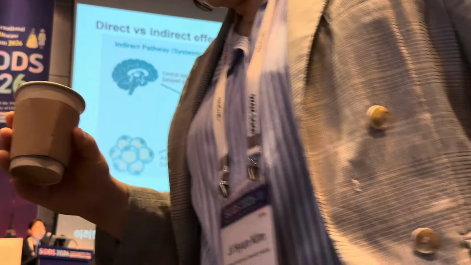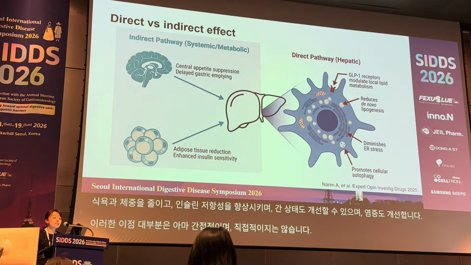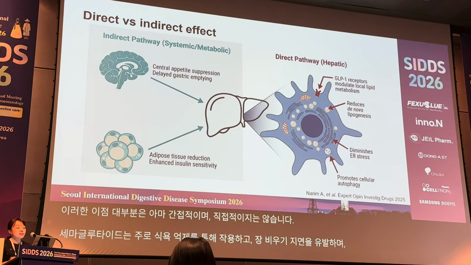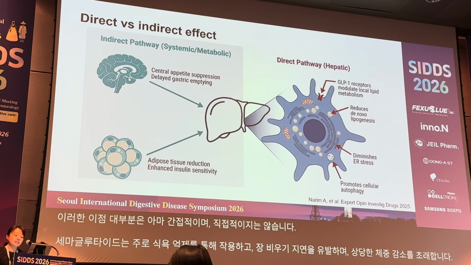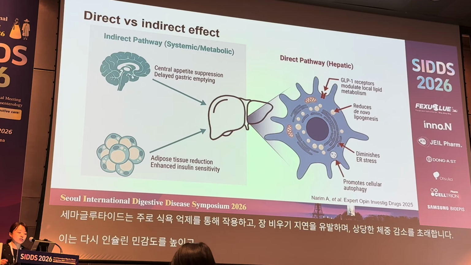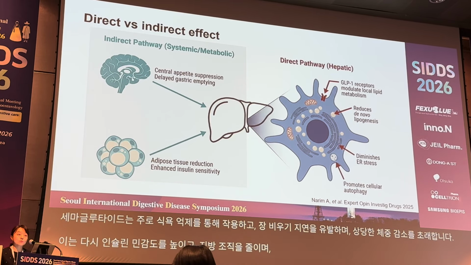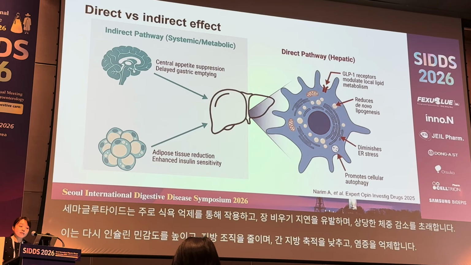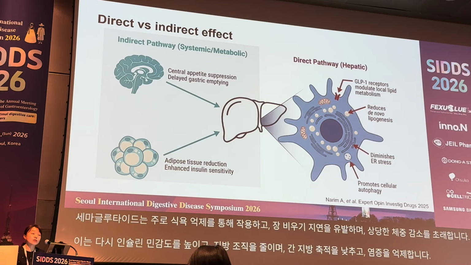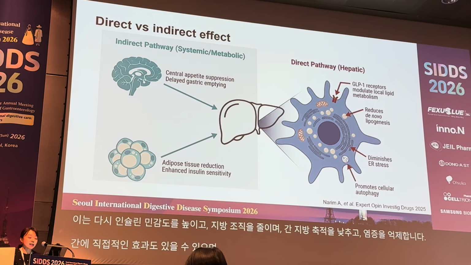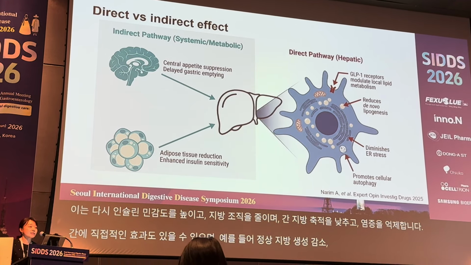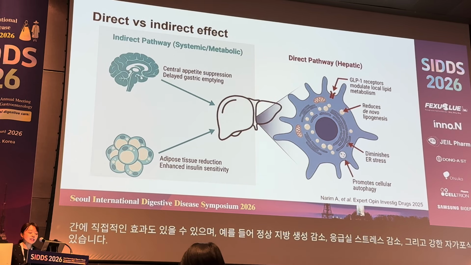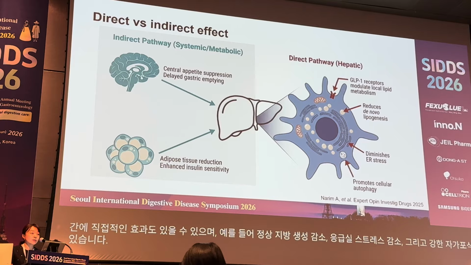Semaglutide mainly works through appetite suppression and delayed gastric emptying, leading to significant weight loss. This in turn improves insulin sensitivity, reduces adipose tissue, and lowers hepatic fat accumulation and inflammation. There may also be direct hepatic effects, such as reduced de novo lipogenesis, less ER stress, and enhanced autophagy. However, the clinical relevance of these direct effects is still not fully established.